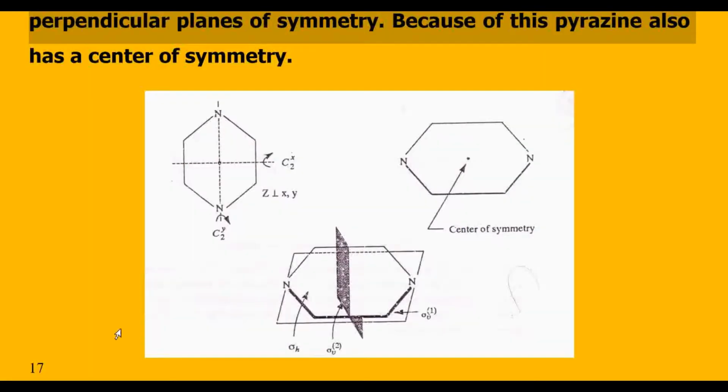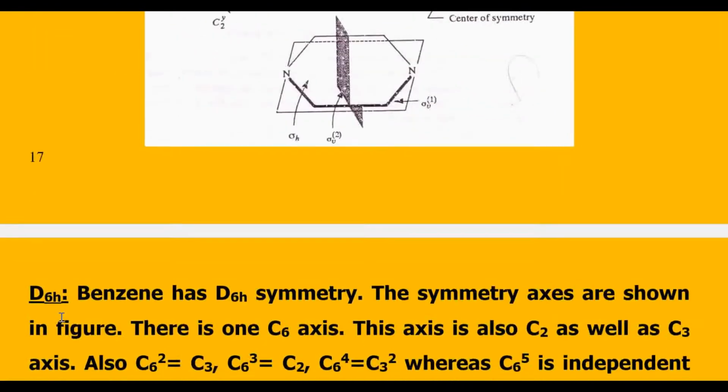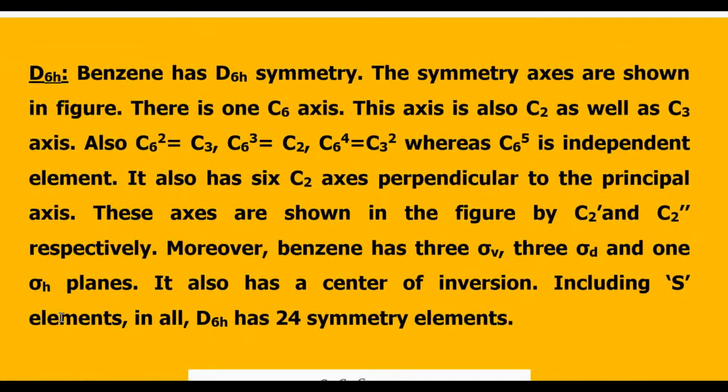Now let me show you our favorite molecule, the benzene molecule. This we have already discussed in detail, but I will quickly and briefly repeat the explanation. First, benzene has D6h symmetry. It belongs to a Dnh point group, and n is equal to 6, therefore it is called D6h.